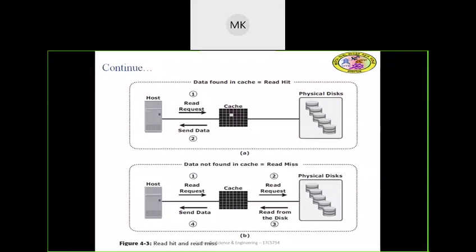Data found in cache is a read hit: the host's read request is sent to the cache, the information is within the cache, and it is retrieved by the host. It is sent by the cache only. If the data is not in the cache, it is a read miss. The cache sends the read request to the physical disk, the data is read from the physical disk and sent to the cache memory, and then the cache sends it to the host.